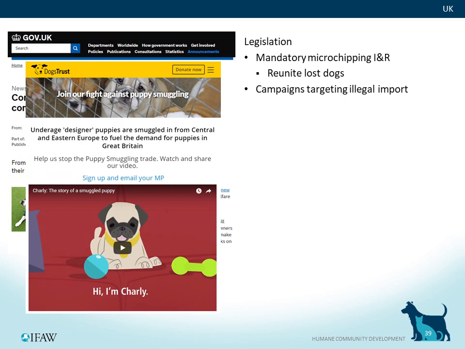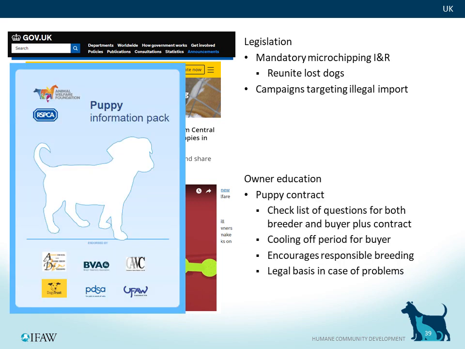We also have campaigns targeting the issue of the illegal import of puppies, an issue which seems to be increasing over the last few years. We have a relatively new tool called the PAAG Contract, and that's aiming to improve acquisition of dogs. It includes a checklist of questions for both buyer and breeder, plus a formal contract. The concept is that those questions ensure that the buyer has thought in depth about whether getting a puppy is right for them, and the breeder is encouraged to act responsibly, because these are quite searching questions about their behaviour and provisioning for puppies and parents.